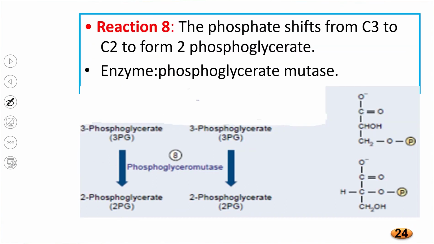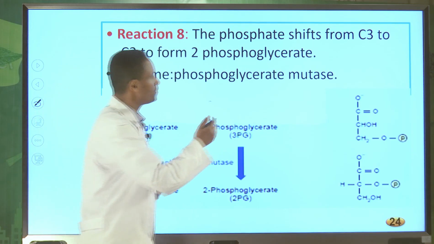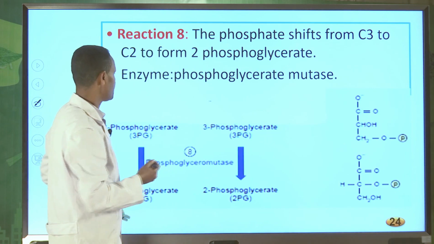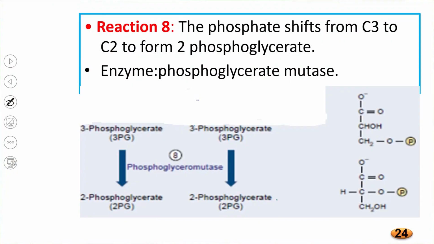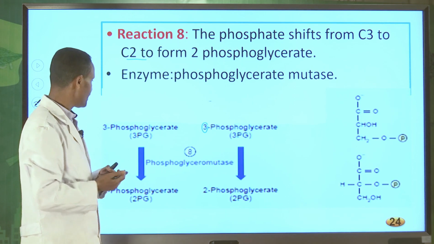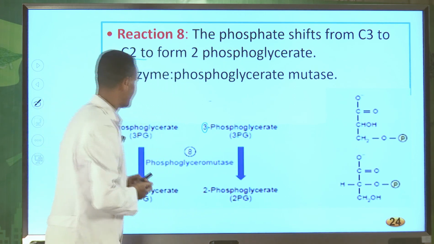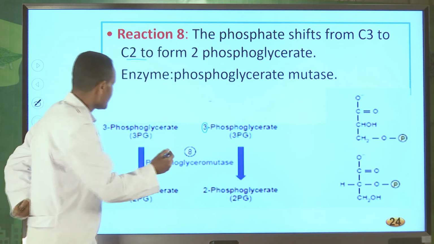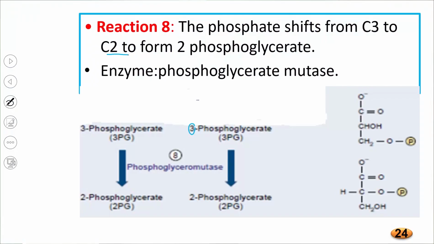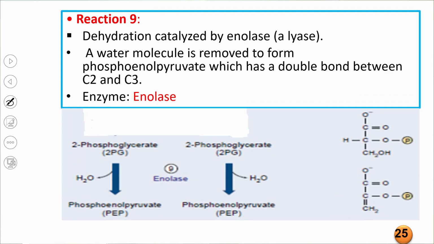Then, in reaction 8, the phosphate attached to carbon number 3 shifts to carbon number 2. Therefore, it forms 2-phosphoglycerate. And this process is catalyzed by the enzyme phosphoglyceromutase, which can facilitate this reaction.